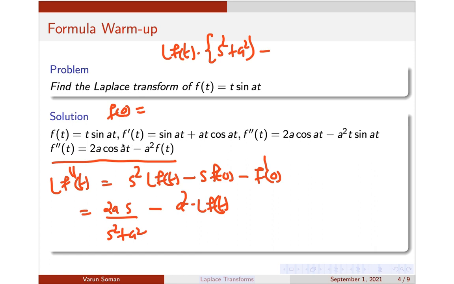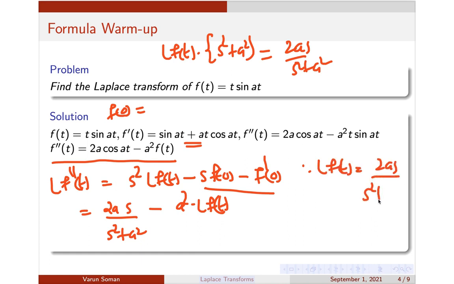Similarly f dash of t is this. So what is f dash of 0? Again, f dash of 0 will be sin a 0, which is 0, plus a into 0, that will be 0. So both these terms will simply be 0. So you get L of f of t into s square plus a square equal to 2as by s square plus a square. In other words, your L of f of t is simply 2as by s square plus a square whole square. So this is how you employ the differentiation method to find the transform.